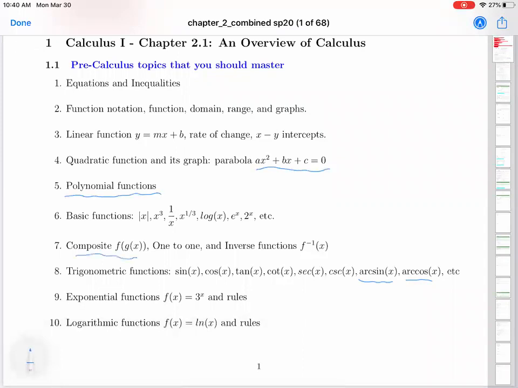Or maybe you should know how to make composite functions, f compose g of x, and how to find inverse functions. And how to work with trigonometry functions and know all of the basic trigonometry functions. Also, exponential functions and logarithmic functions will be heavily focused on in this class. So make sure that you know all of the exponential rules and all of the logarithmic rules.